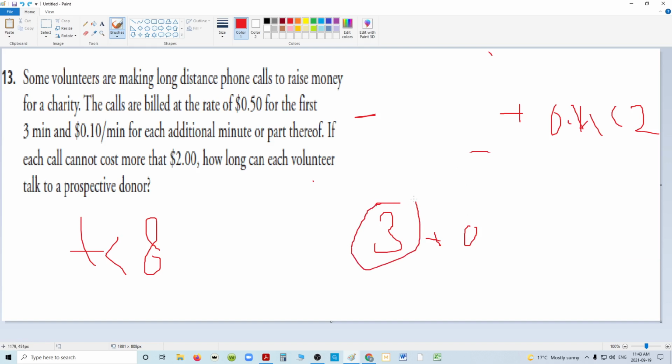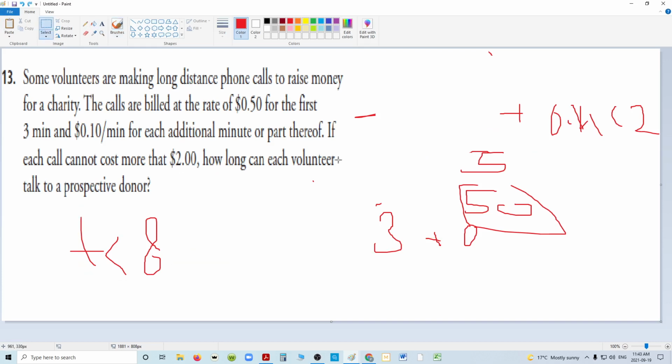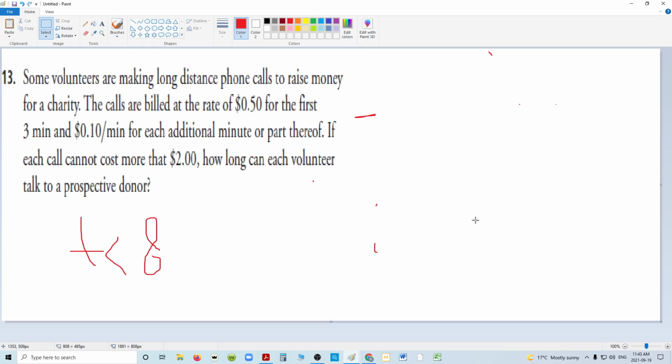You just have to remember that the 3 minutes is definitely part of the first call, and that you can only afford 50 cents more, which accounts for 5 minutes, which is 8. So x must be smaller than 8, or minutes must be smaller than 8. Now, algebraically, I did not come up with the correct calculation. So it must be smaller than 200 cents.